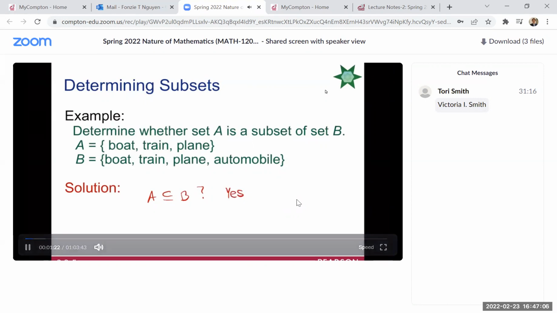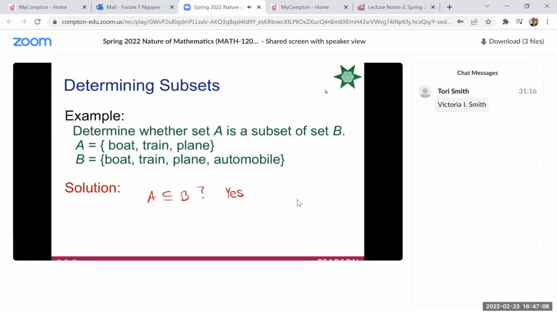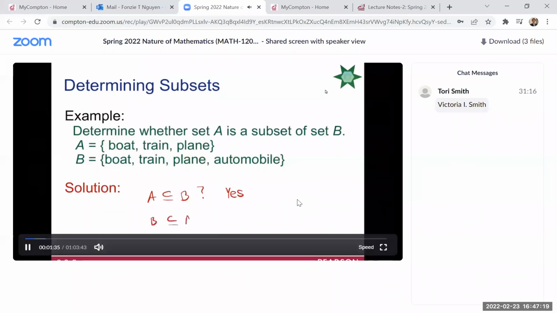Oh, okay. Because subset just means it has to be. Okay, I get it. As long as all of these are in here, then that means it is a subset. What about the other way around? Is B a subset of A? No. That would be no, because automobile is missing in set A. So that's why that would be a no. All right, very good.